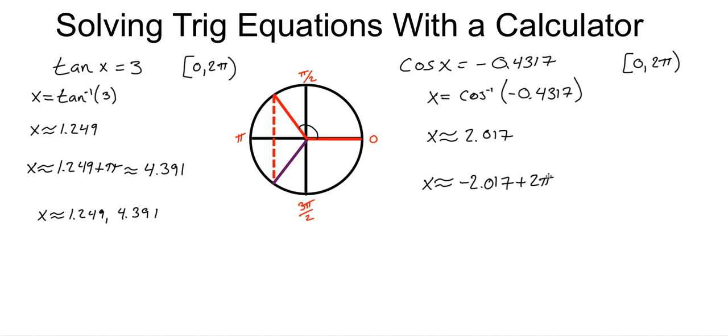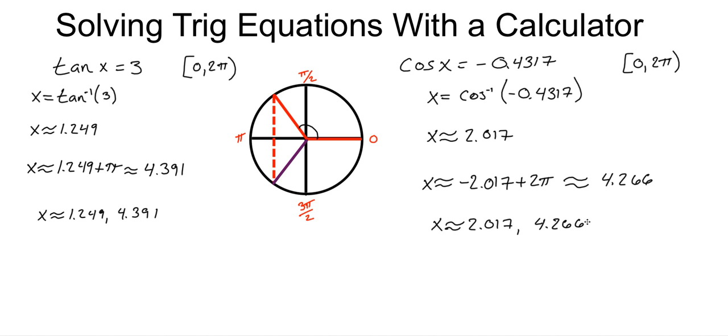Since a full rotation is 2 pi, when we plug that in our calculator, we're going to get x is approximately 4.266. So that means that all the possible values of x between 0 and 2 pi, for which the cosine of x is equal to negative 0.4317, are going to be, I should say approximately, x is approximately 2.017 or 4.266.